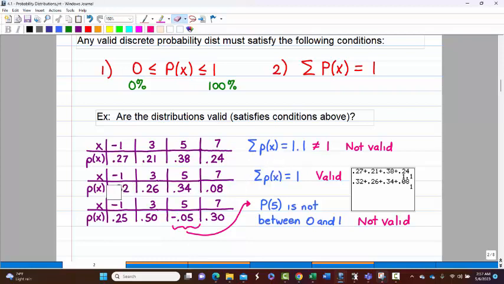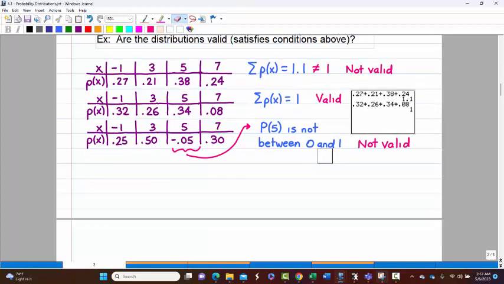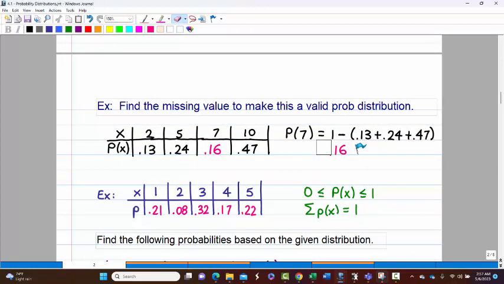The next one: each individual probability looks good. They add up to 1 exactly, so that's a valid distribution. Now the next one, we have a negative probability in there, so that makes it not valid. On purpose, though, I made them add up to exactly 1, so it satisfied that part of the process. But it can't have a negative probability, so that one's not valid. All right, so that's not too bad. Now this one's not too bad either.